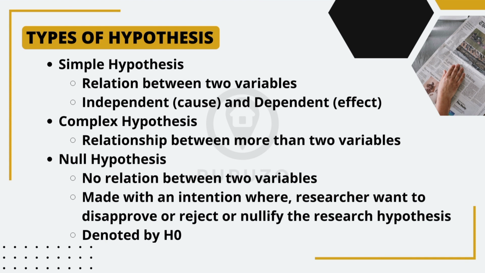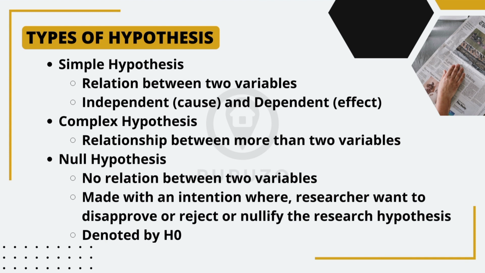Firstly, we have the simple hypothesis, which involves a relationship between two variables: the independent variable, which is the cause, and the dependent variable, which is the effect. Another type is the null hypothesis. The null hypothesis states that there is no relationship between the variables being studied. Researchers often formulate the null hypothesis with the intention of disproving or rejecting it. The null hypothesis is denoted as H0.